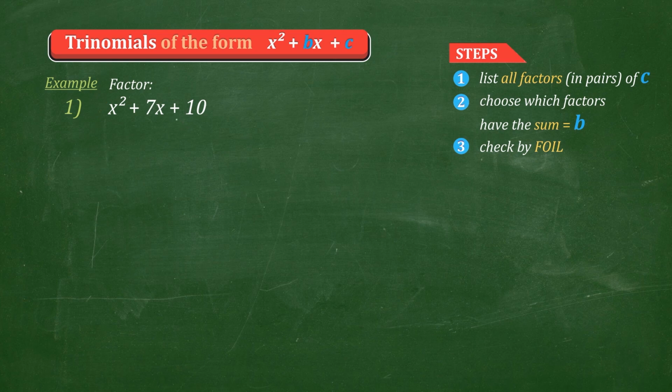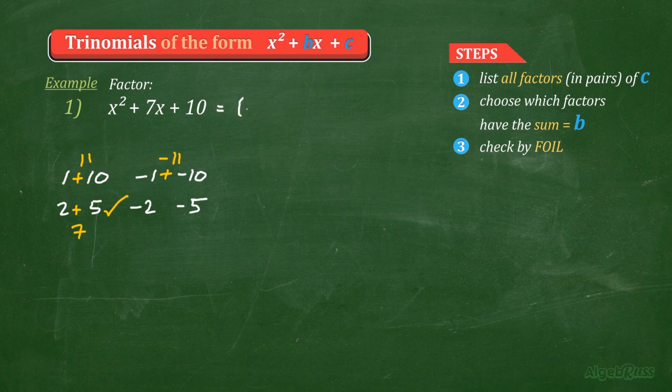Step 1. Let's list all factor pairs of c, which is equal to 10. We write here 1 and 10. And let's also immediately write their opposite, negative 1 and negative 10. 2 and 5 is another pair with negative 2 and negative 5 as their opposite. Step 1 done. Step 2. Choose which among the pairs have sum equal to b, which is 7 in this case. Let's try. 1 plus 10 is 11, not equal to 7. Negative 1 plus negative 10 is negative 11, again not equal to 7. 2 plus 5 is equal to 7. Thus, we found our pair. Our factors are then the quantity x plus 2 times the quantity x plus 5. That's how quickly we can get the answer.